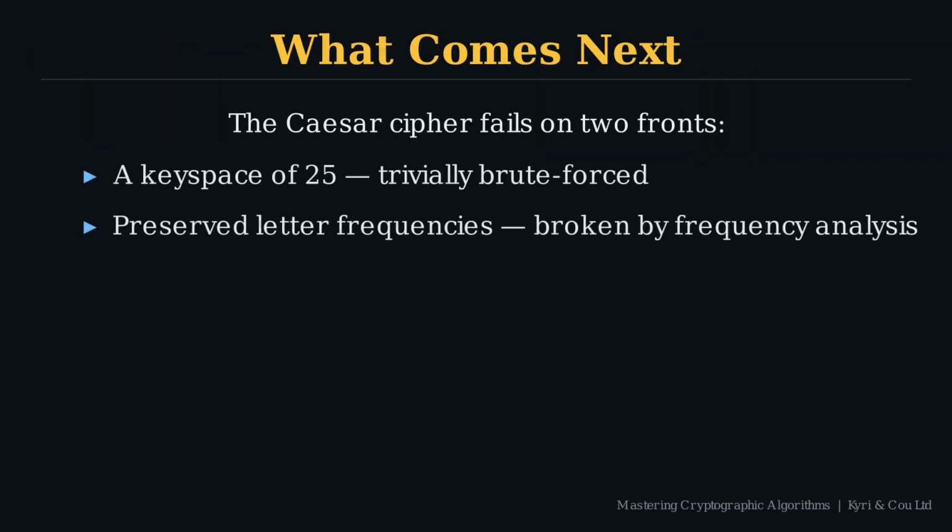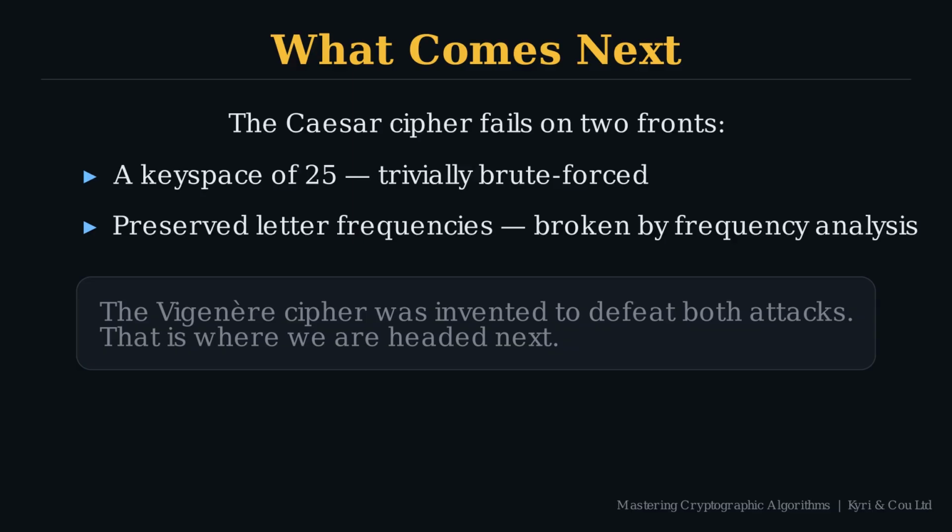The Caesar cipher fails on two fronts, a key space small enough to brute force by hand, and preserved letter frequencies that make it breakable by analysis alone. The Vigenère cipher was invented specifically to defeat both of these attacks. It uses a repeating keyword that applies a different shift to each letter, scrambling the frequency distribution and expanding the key space dramatically. That is where we are headed next.